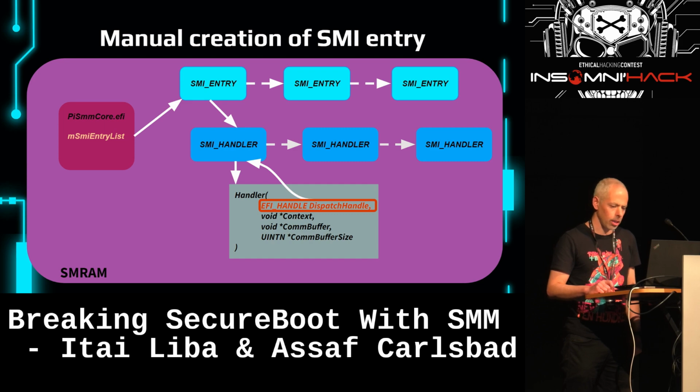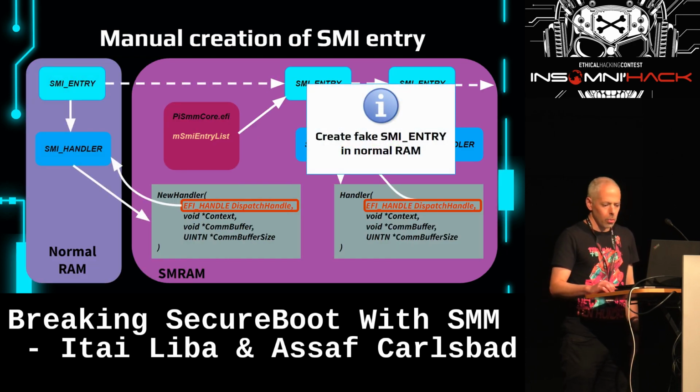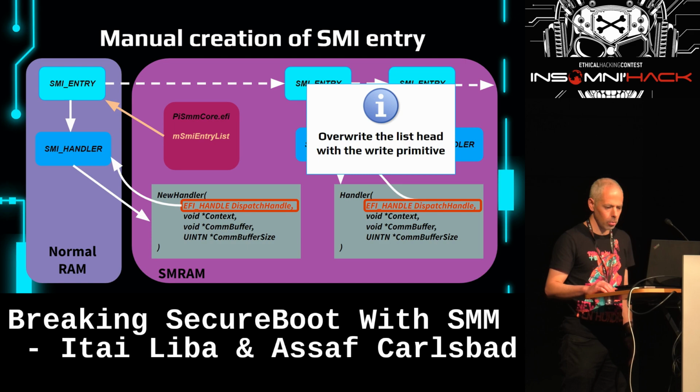The linked list connects SMI entry structures. Each entry contains a linked list of SMI handler structures. Each SMI handler structure points to a function that serves the SMI. When called, the first argument of the function is the pointer back to the SMI handler structure, and that will be important later. We can create fake SMI entry and SMI handler structures in normal RAM. Then, we can use the write primitive to overwrite the linked list head with the fake SMI entry physical address.